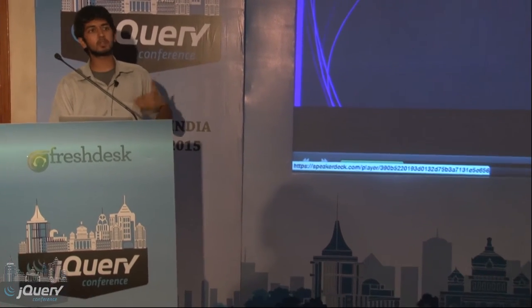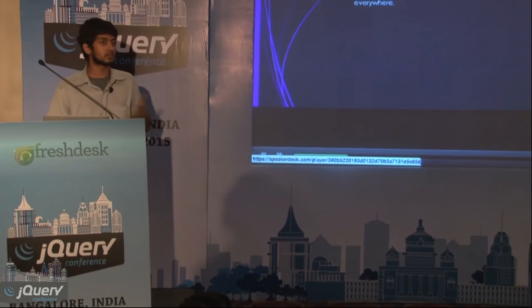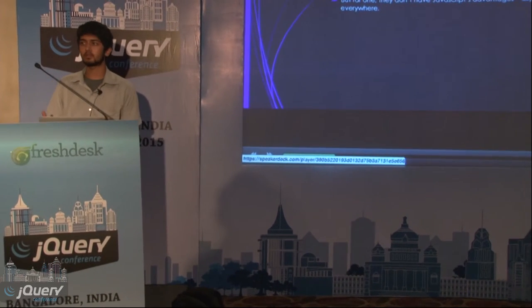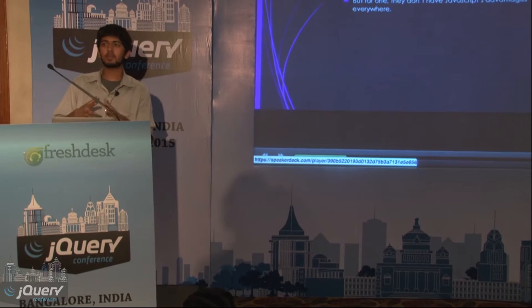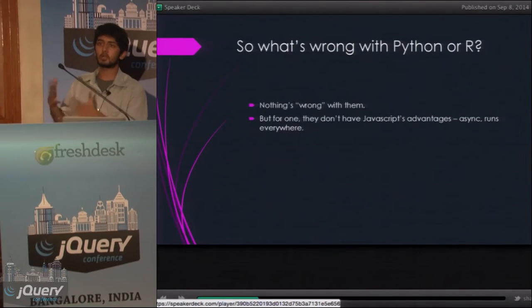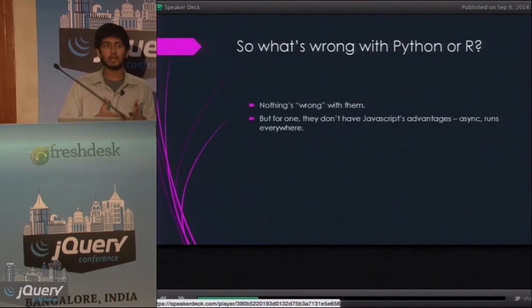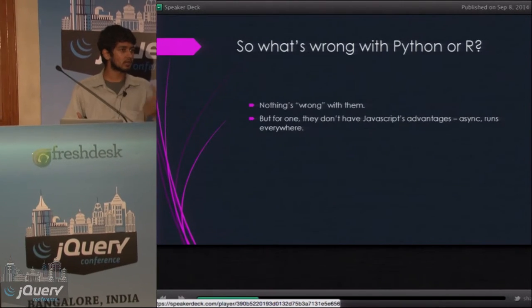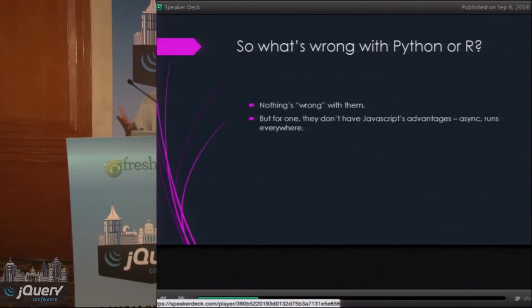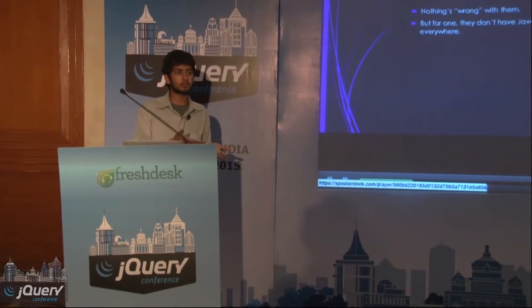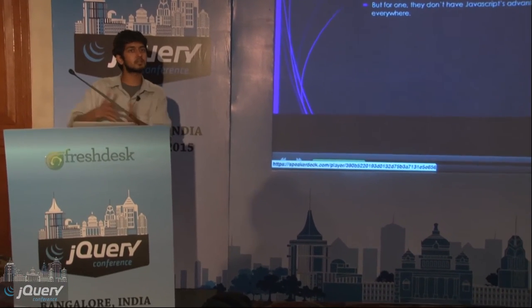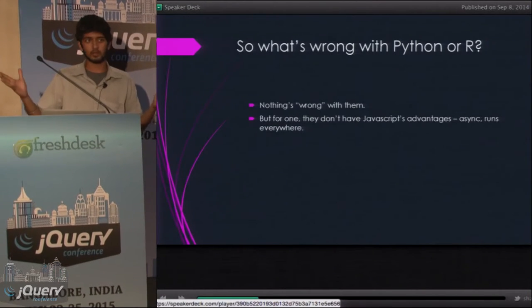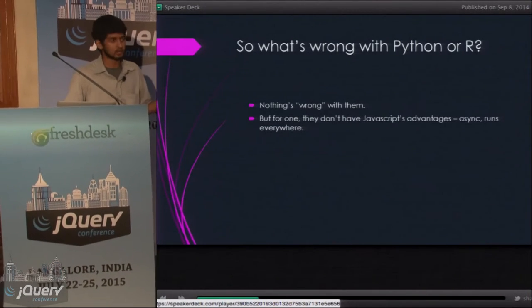Python, for instance, does have asynchronous extensions. There's Tornado that allows asynchronous computing, but it's not something that Guido van Rossum really thought about when he was designing the language. And JavaScript, unlike other languages, runs everywhere. It runs on cameras, it runs on drones, it runs on the server, it runs inside a browser. Inside the browser, it runs in different contexts. It runs everywhere, unlike Python or R.